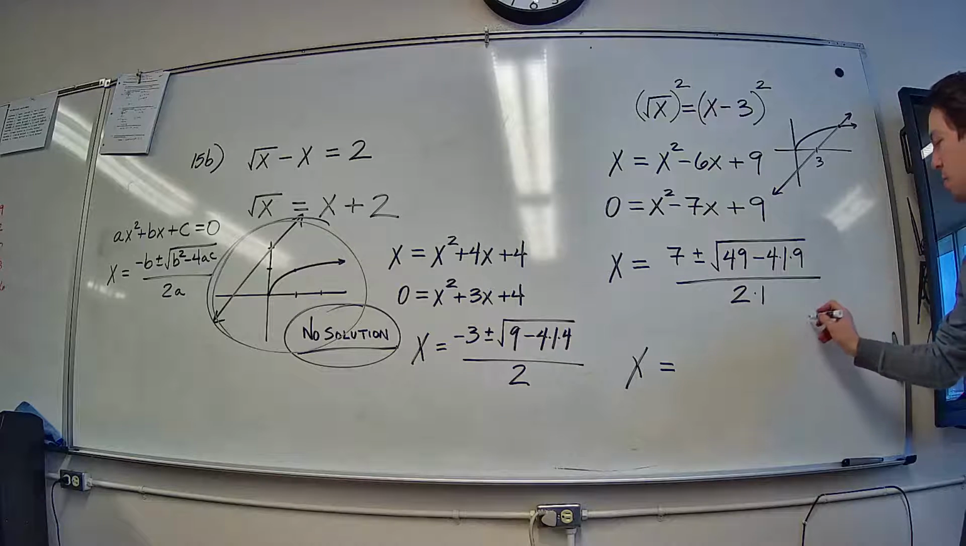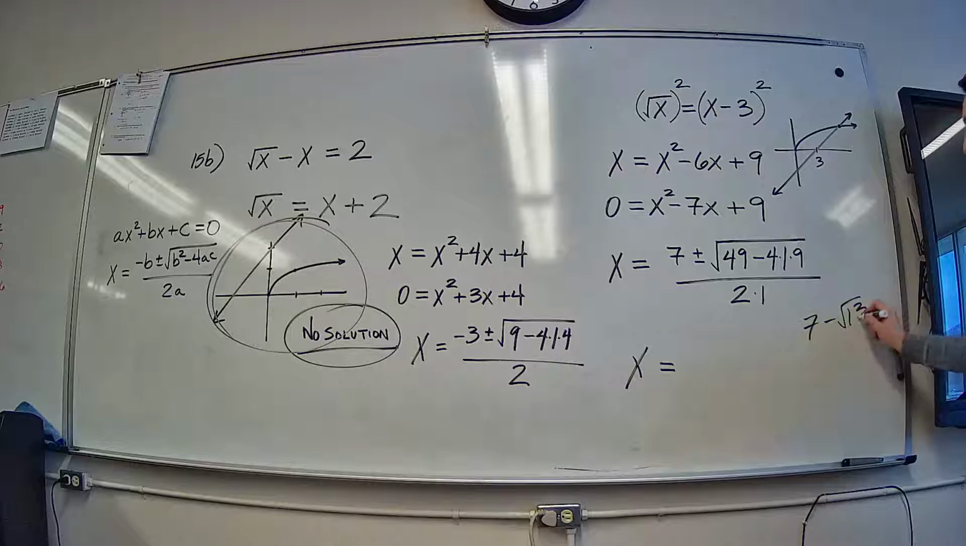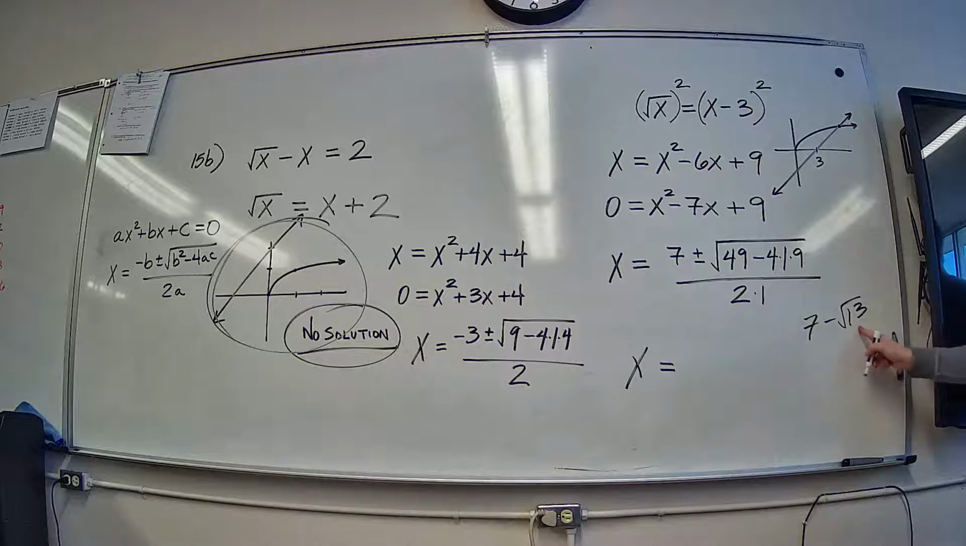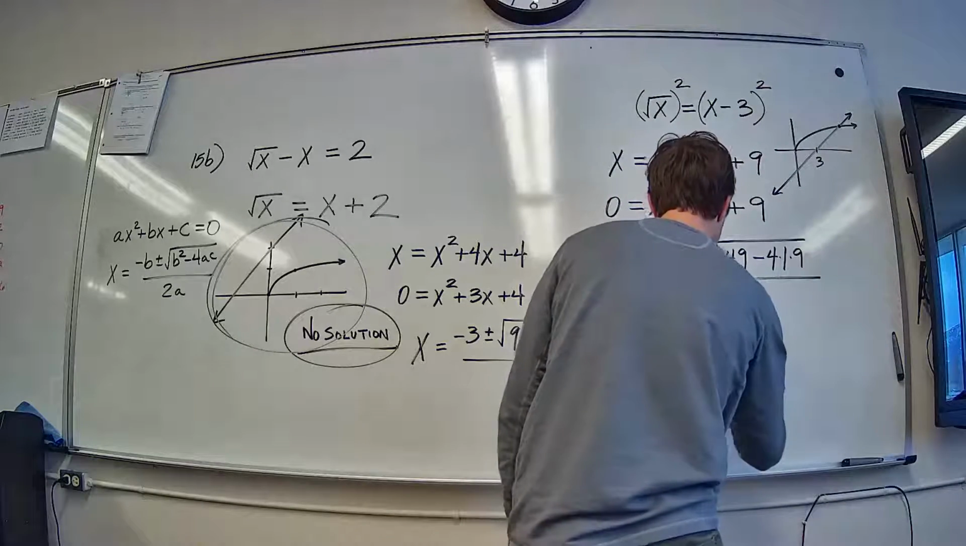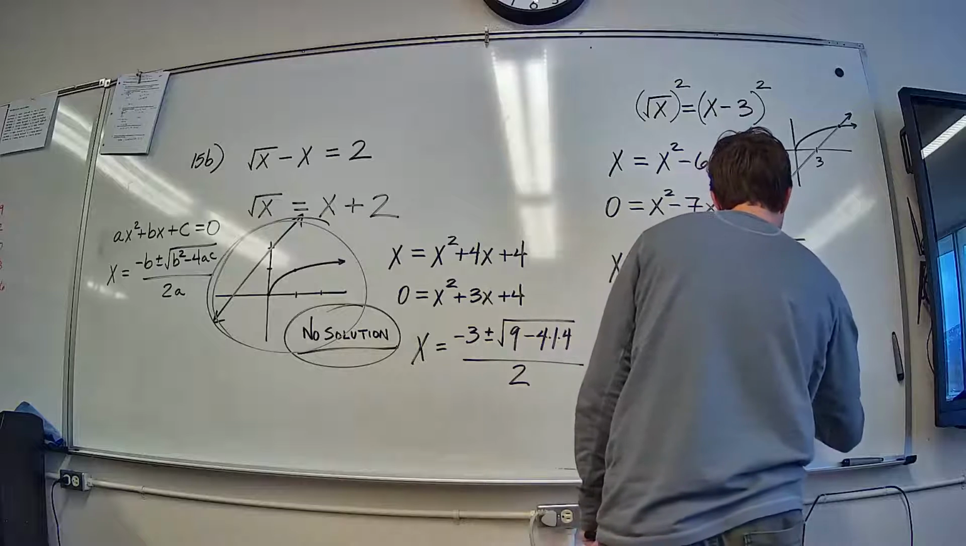But if you go 7 minus root 13, what kind of number is that? Well, root 13 is approximately, very roughly, 3-ish, 4-ish. It's between 3 and 4, right? So 7 minus this number is going to be 3 and change, 3 point something. Divide that by 2, you get 1 point something. So clearly it's less than 3. So anyway, the graph tells us that it's got to be 7 plus root 13 over 2.